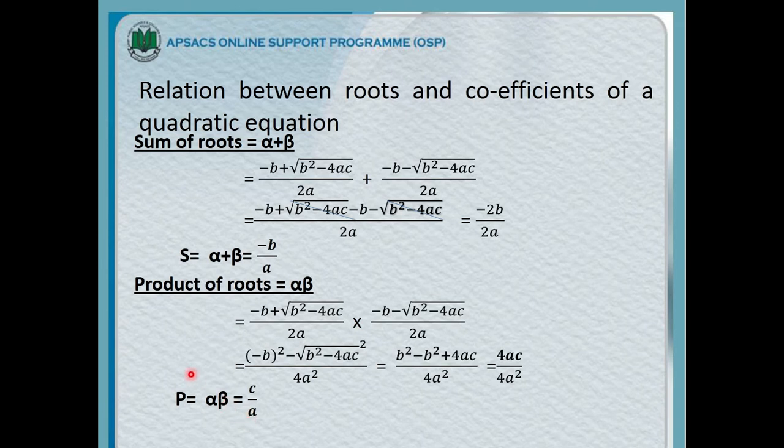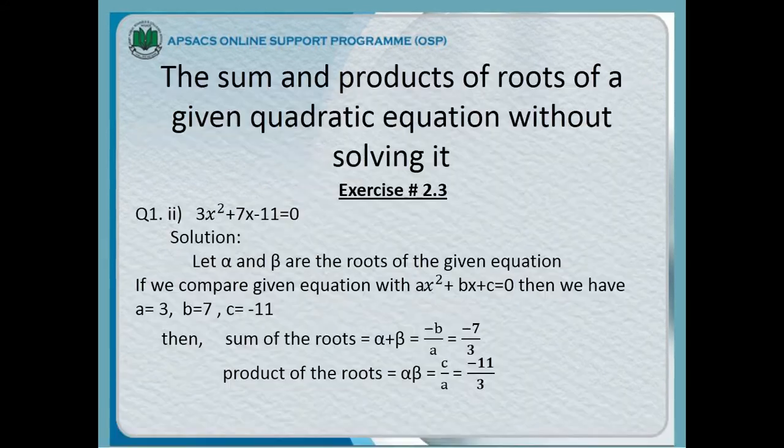So students, by the relation of roots and coefficients of quadratic equation, we have found out the formula for sum of the roots and also the formula for the product of the roots.